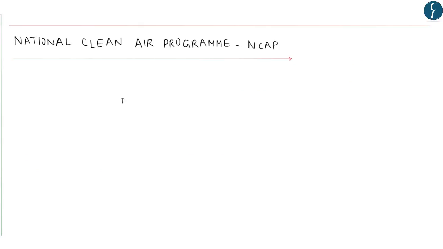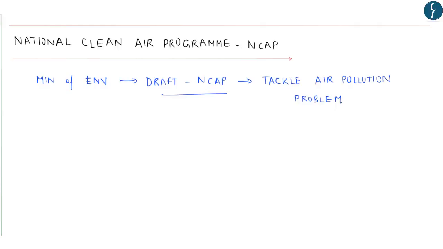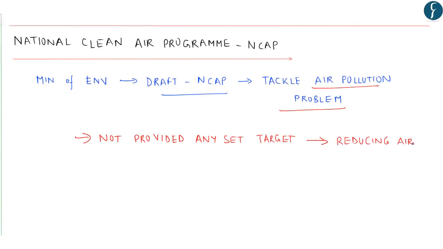Let us see. So what is in this news? In this news, the Ministry of Environment, Forest and Climate Change has come out with a draft National Clean Air Program to tackle the increasing air pollution problem across the country in a comprehensive manner. However, the draft lacks its earlier set target of bringing down air pollution by 50%. This news is basically about the fact that this particular draft has not provided any set target with respect to reducing air pollution, which was earlier stated by the ministry to be 50%.